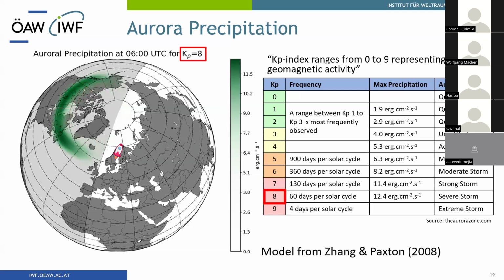As the intensity of the storms increases, the KP index increases, both the intensity, the maximum precipitation rate, this is energy per centimeter squared per second, increases, but also the position of the oval changes. It gets broader, and gets further and further south, which is why when you have a very strong storm, KP index 7 or something, you can even see aurora at night. You can imagine this rotates by 90 degrees. North of Europe is here, so you could even see it here in Austria.